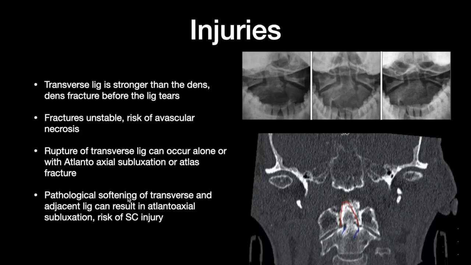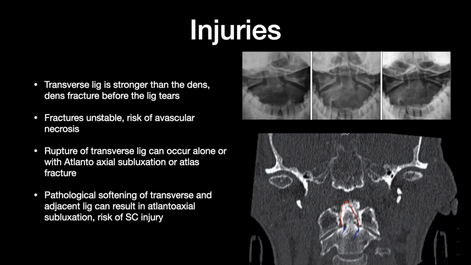Let's go through the injuries. So the injuries to the dens, you can see it with an x-ray, but you must ask the patient to open their mouth to see the x-ray correctly. Look here. So this dens has been displaced to the right laterally. Usually it should be straight up, and in here, this is a pretty good image. It has been displaced. Here you can even see the fracture of the dens. This happens because the transverse ligament is stronger than the dens, and the dens will fracture before the ligament tears.